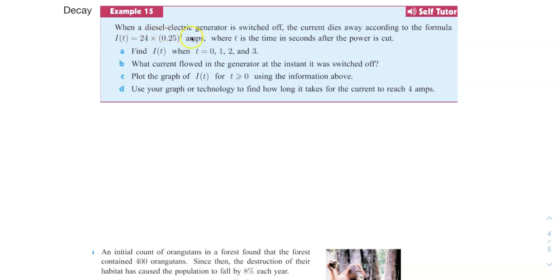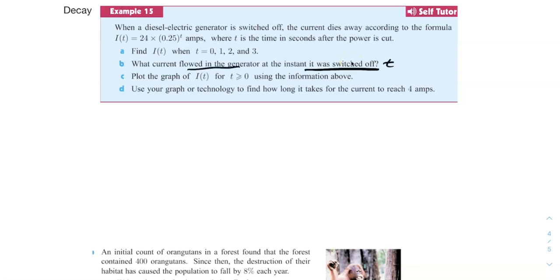A diesel electrical generator is switched off, and the current dies away according to the formula of this amps, with time t in seconds. Find I of t when t equals 0, 1, 2, 3. So all we're going to do is substitute in 0, 1, 2, and 3. I'm going to skip that to put in your calculator. What current flow is generated at the instant it is turned off? So that's the one I'm going to do.